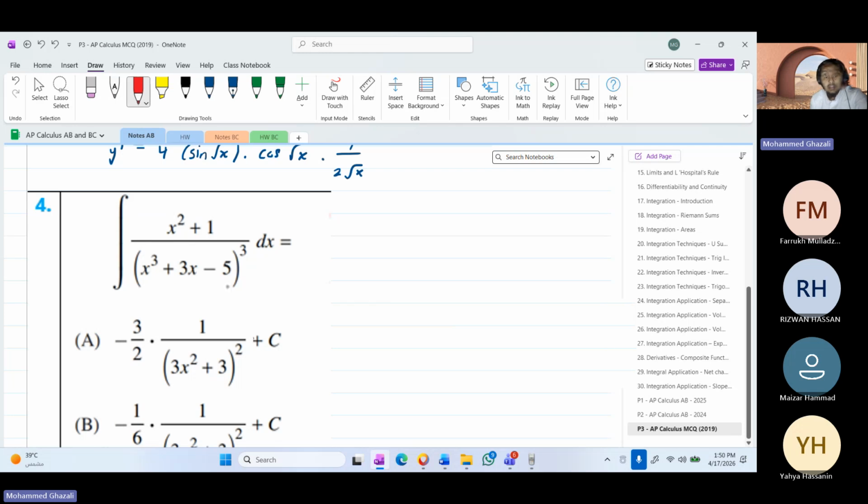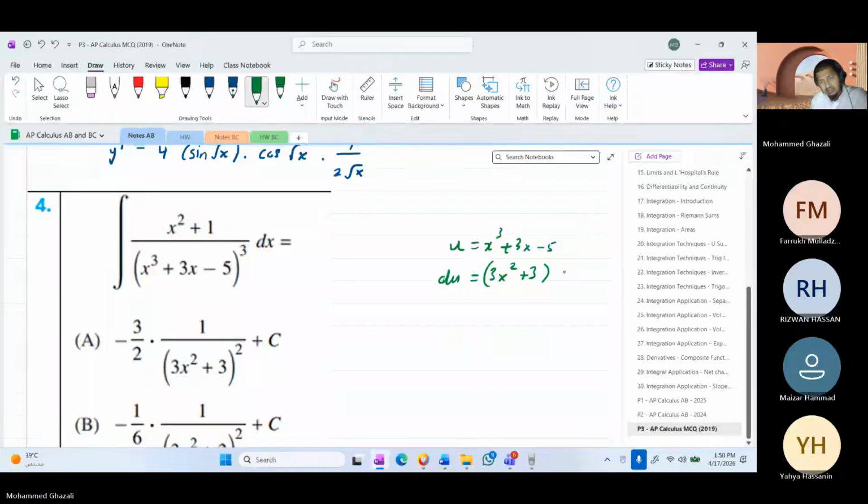Look at this. Now, don't ever worry about what's on the top. Look at the powers. Worry about the ugly looking function. We'll call this u. We have to use u substitution now. So we say let u equal the bigger function at the bottom, all of this on the inside. u is equal to x cubed plus 3x minus 5. So what's du? 3x squared plus 3 dx.